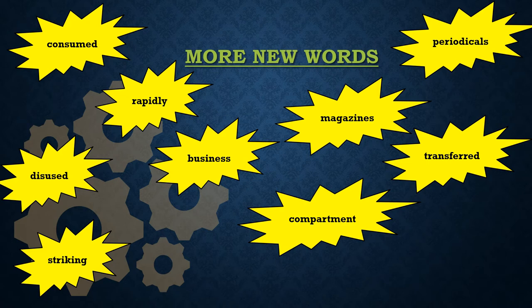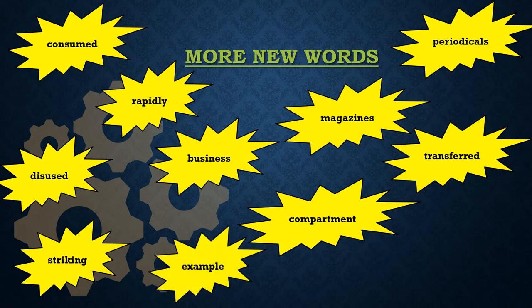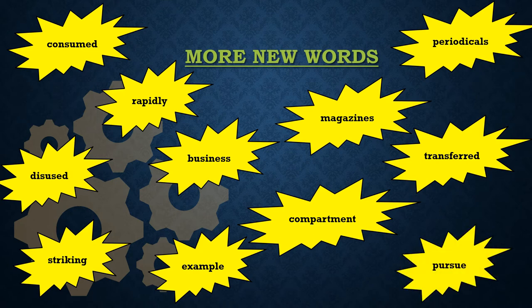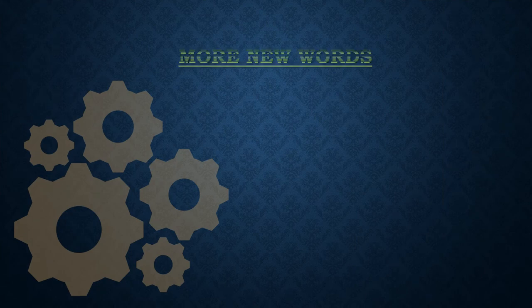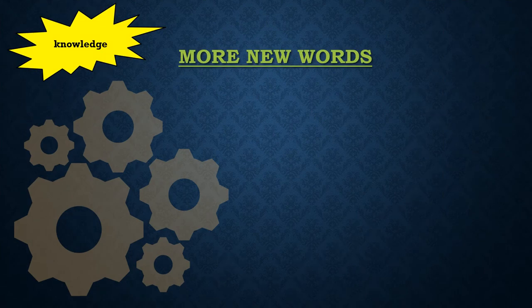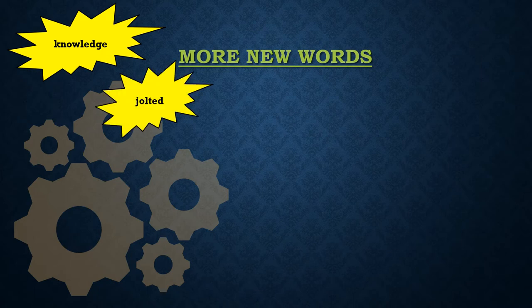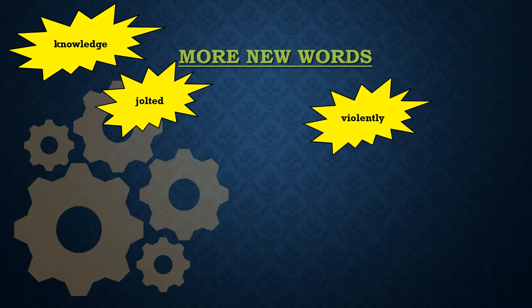Striking, S-T-R-I-K-I-N-G. Example, E-X-A-M-P-L-E. Pursue, P-U-R-S-U-E. The next one is knowledge, K-N-O-W-L-E-D-G-E. Jolted, J-O-L-T-E-D. Violently, V-I-O-L-E-N-T-L-Y.